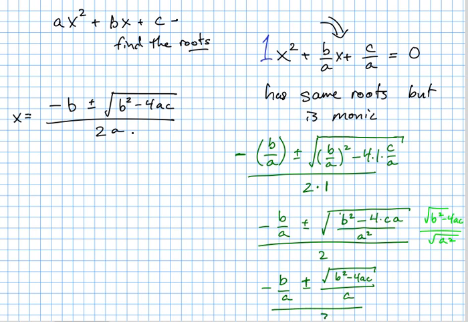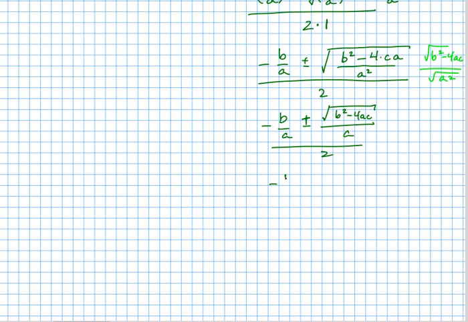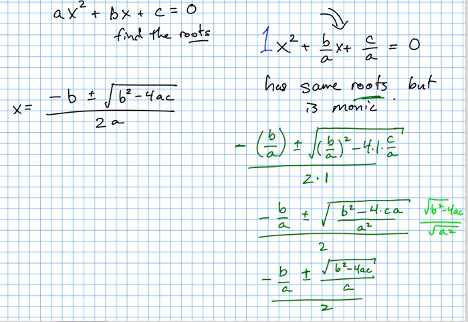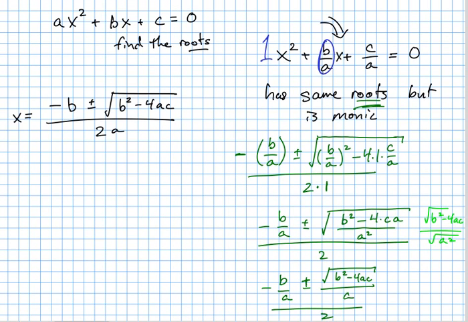all over 2, and it is exactly the same thing, minus b plus or minus square root of b squared minus 4ac all over 2a. So the quadratic is the same whether you turn it monic first or not. The roots are the same whether you choose to make it monic or not. So why does Kreyszig then relabel this thing to give them new names?